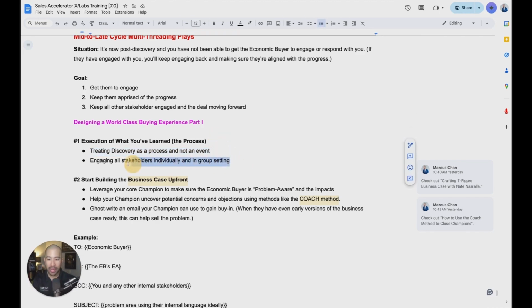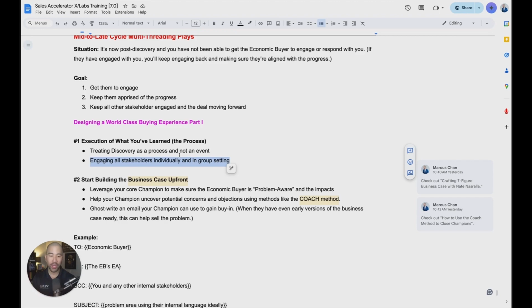You also want to engage all stakeholders individually and in group settings as well. In some situations, you can have group discovery and group demos, and because of that, some of them are not going to want to open up and share everything on their mind. So you want to have separate side conversations, 15-minute chats, 30-minute conversations, different Zoom conversations separately with them to really understand what's important for them.